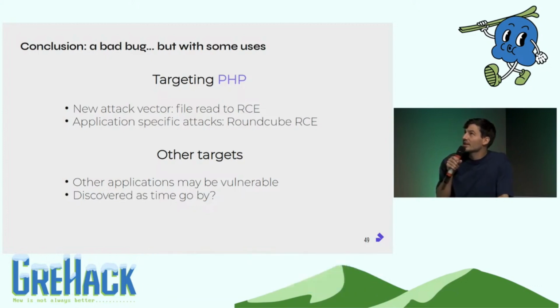I was able to get RCE on Roundcube, which is a famous webmail, but it was through direct calls to iconv, so it's a completely different exploit. It's way harder, way more annoying. And hopefully, I'm hoping for other targets to come out if people look into the bug. I actually spent, I think, 2 weeks looking for other targets. I couldn't find any, but maybe someone will be more successful than I was. Well, I guess it would be discovered as time goes by.